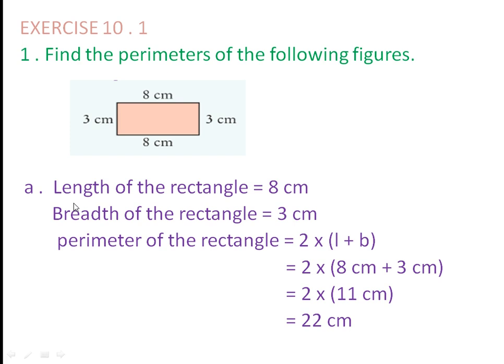Now write down the statements for this problem. Length of the rectangle is equal to 8 centimeters. Breadth of the rectangle is equal to 3 centimeters. Now write down the perimeter of the rectangle formula: 2 multiplied by L plus B. In brackets write length 8 centimeters plus breadth 3 centimeters. First add these numbers: 8 plus 3 is 11 centimeters, and multiplied with 2, 11 twos are 22 centimeters. The perimeter of the rectangle is 22 centimeters, the answer for this problem. Okay, next.